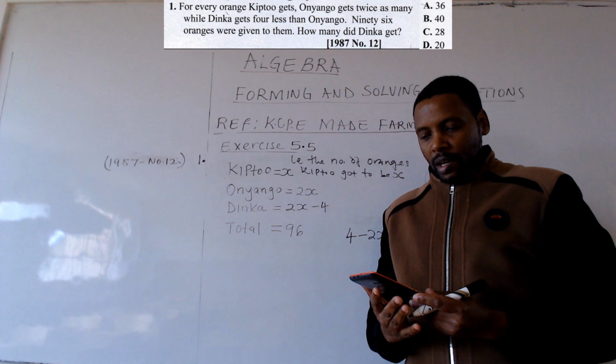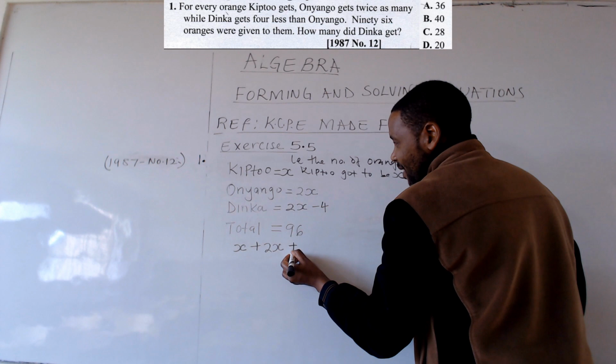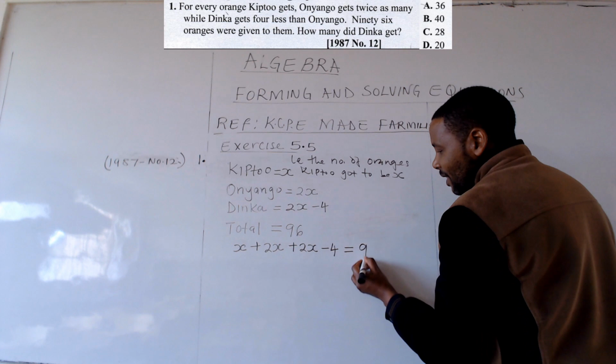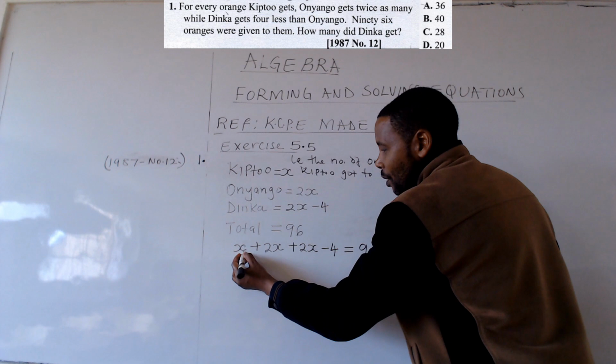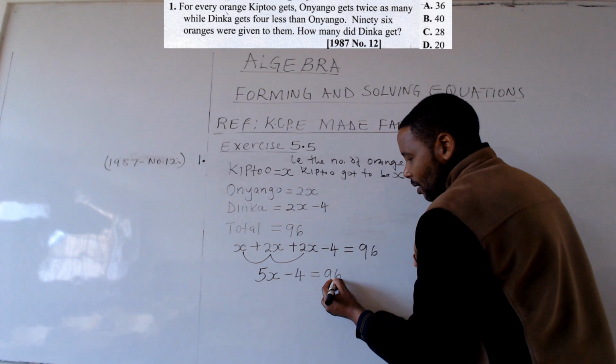Then from there, you form an equation which says Kipto plus the value of Onyango, plus the value of Dinka, which is 2x minus 4, gives you 96. Then, after that, you put the like terms together, which gives you x plus 2x plus 2x, which is 5x minus 4, equals to 96. Then you continue until you get the value of x.